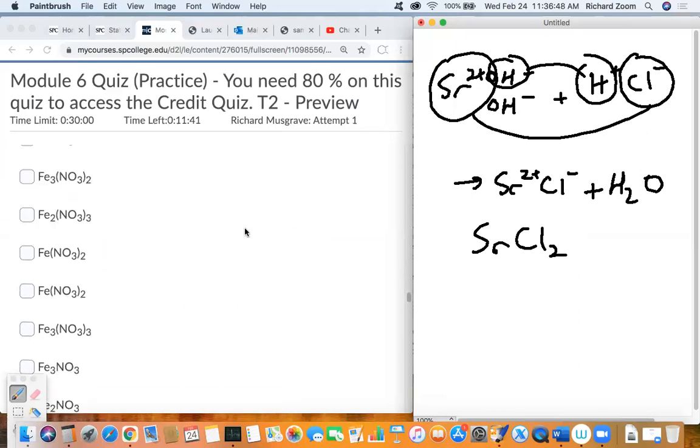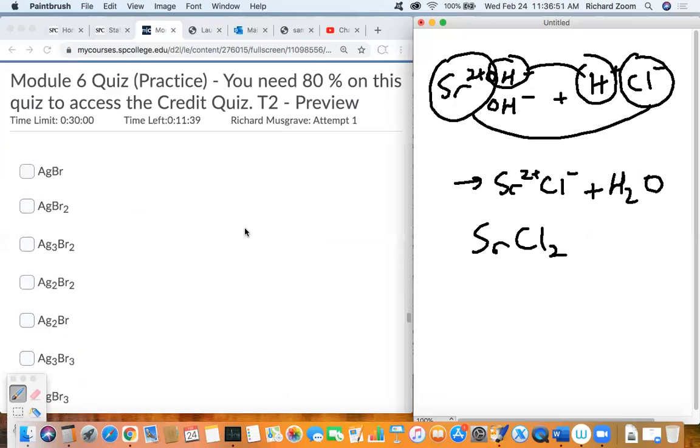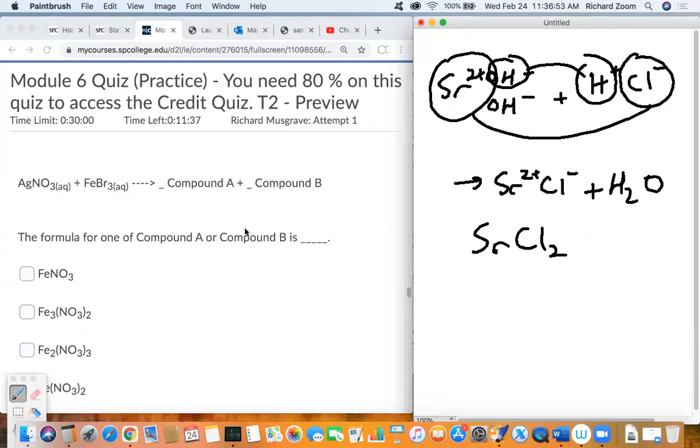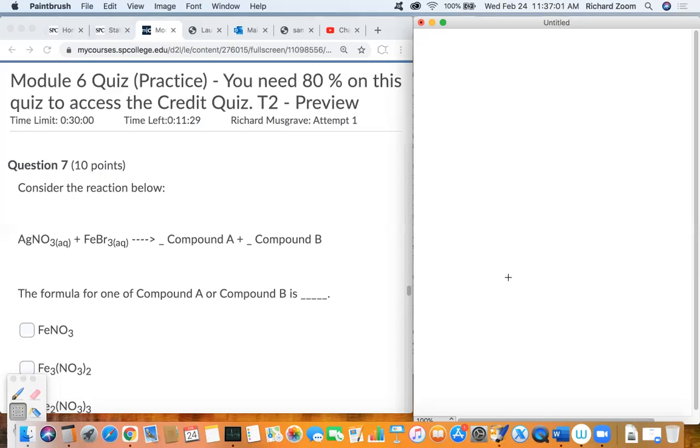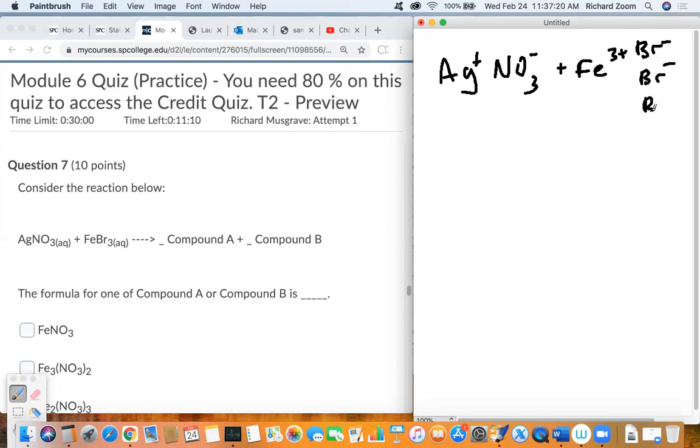And in questions like question 7, you'll see it's probably split into two different questions, but it might not be the same thing either. All right. So for this one, it would be AgNO3 and Fe and Br3. Does anybody have any questions so far?